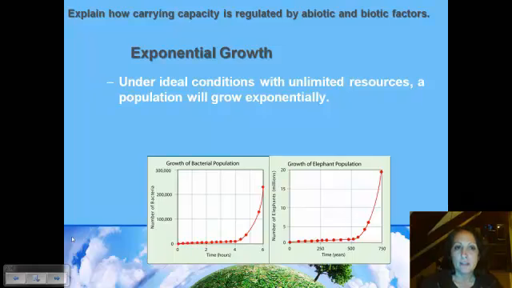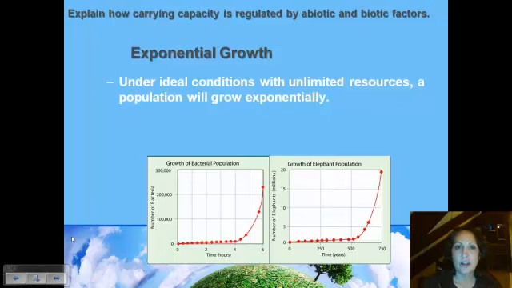So if a population, maybe a population is just starting out, has ideal conditions, there's tons and tons of resources, lots of food available, lots of space, that population will undergo what's called exponential growth, where the population will continue to grow and double. So if we're looking at this graph, we have the population on the left, and on our x we have time.